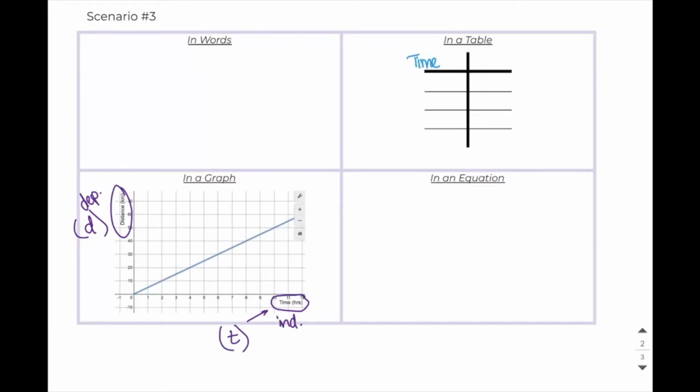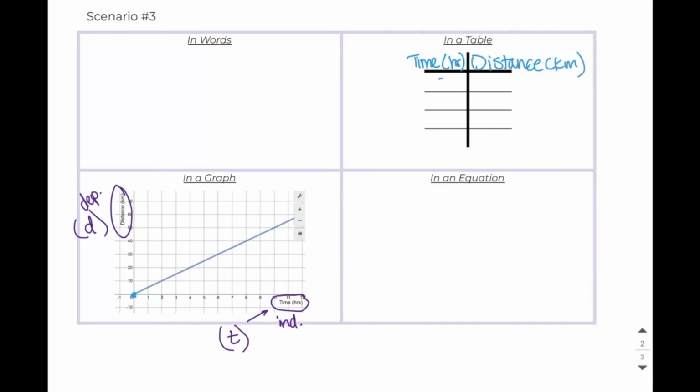By the way, you can do all of this work in any order you want. It's totally up to you, okay? Whatever you feel most comfortable with. I like doing a table because I like to see the numbers in front of me. I feel like that helps me. But if you don't want to do that first, you don't have to. So we've got time in hours and we've got distance in kilometers, okay?